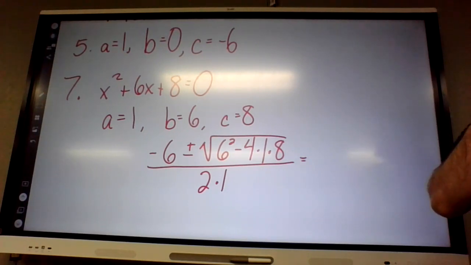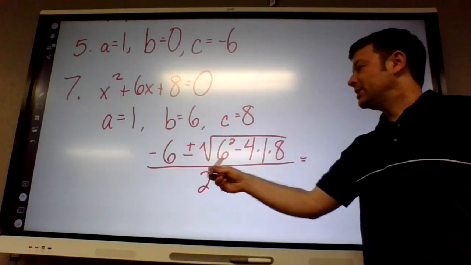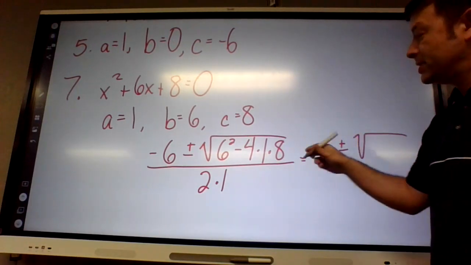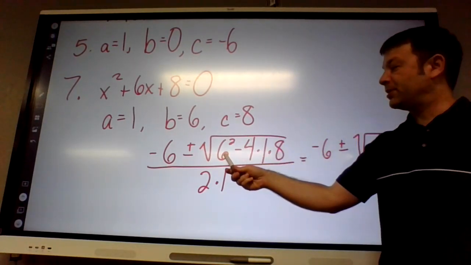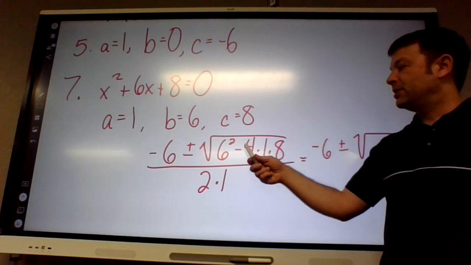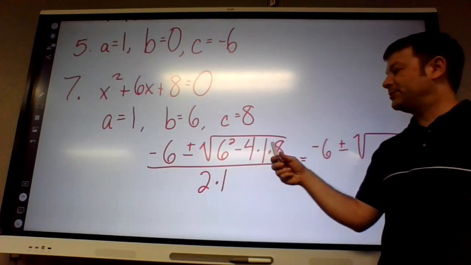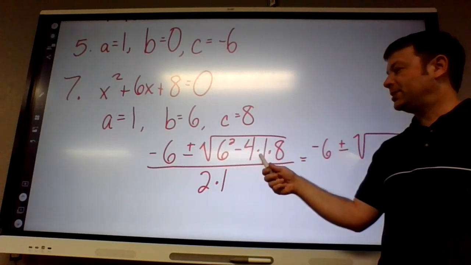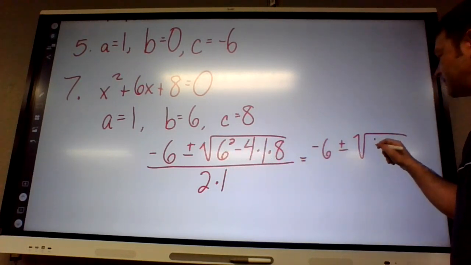3. 1. 4. Okay, well, let's find out. Negative 6 plus or minus the square root of, so what's 6 squared? 36. Minus 4 times 8. Okay, 4 times 8 is 32. Times 1 is 32. So 36 minus 32 is 4.